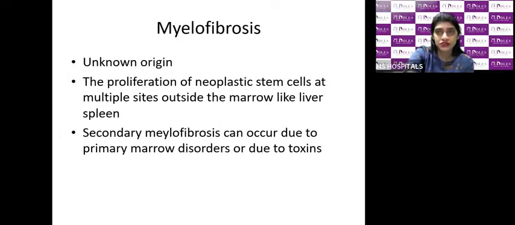Then there is myelofibrosis. It is of unknown origin. There is proliferation of neoplastic stem cells at multiple sites outside the marrow, like the liver and spleen, because there is a fibrous myeloid bone marrow. The other sites, like the liver and spleen, become active and start producing the stem cells. Then there is secondary myelofibrosis, which can occur due to primary marrow disorders or due to toxins.